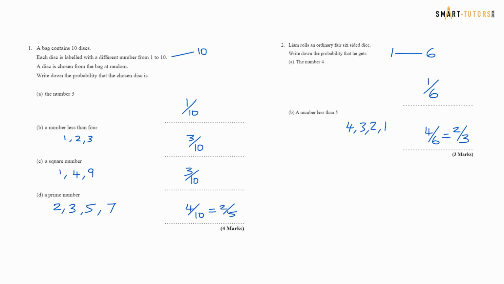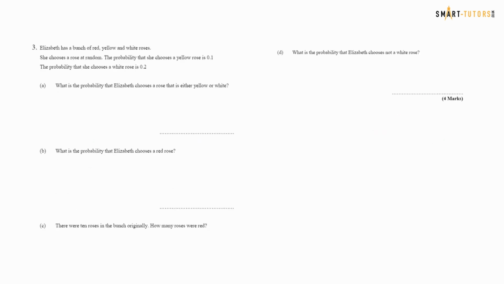Question number 3. Elizabeth has a bunch of red, yellow, and white roses. She chooses a rose at random. The probability that she chooses a yellow rose is 0.1. The probability that she chooses a white rose is 0.2. So 0.2 plus 0.1 is 0.3, and 0.3 taken away from 1 is 0.7.